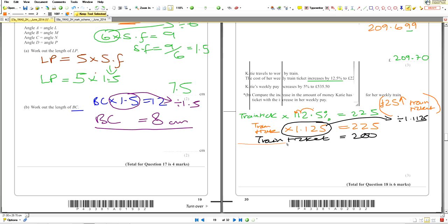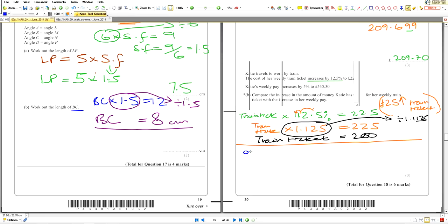Now, what we're going to do, we're going to put a line here. Oops, I went a little bit too high. Okay. Now, let's do the same thing again. Let's work it out for the wages. Let's see how much the wages changed by, because Katie's weekly pay increased by 5% to 535. So we use the same idea there.